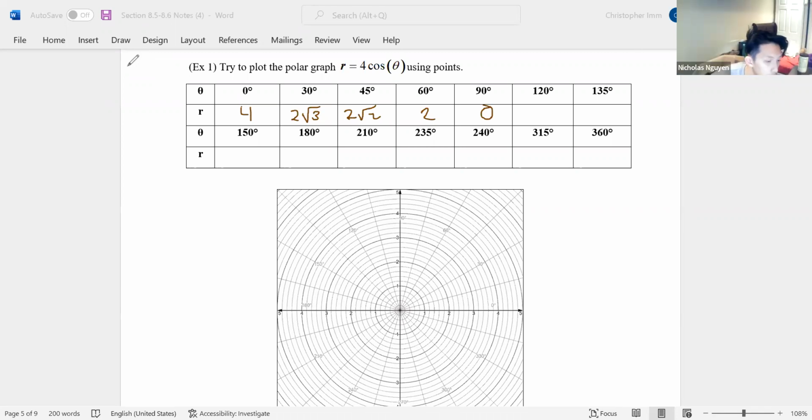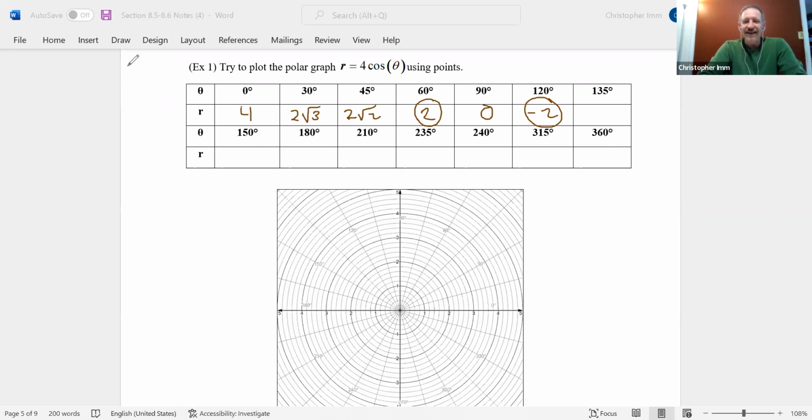I got a -2. Yeah. And now you can sort of see the symmetry here for cosine. Notice that this 60 degrees is sort of equivalent to the 120 degrees, but it's negative since it's in quadrant 2. Awesome.